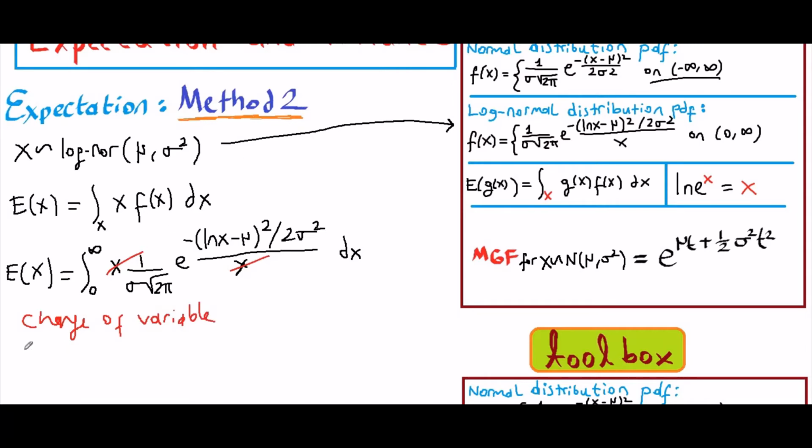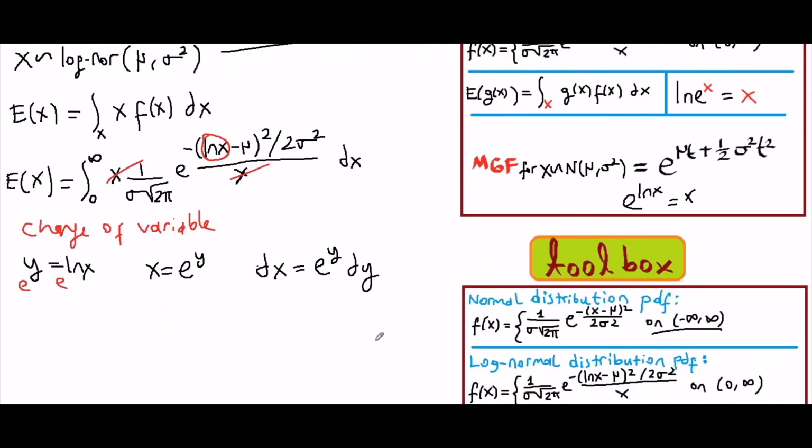So let y be equal to ln of x. So we call this ln of x y. Then if you raise both sides to the power of e, e to the ln of x is equal to x using the logarithmic rules, then x will be equal to e to the y. And the derivative of this, which is dx, will be equal to e to the y dy.